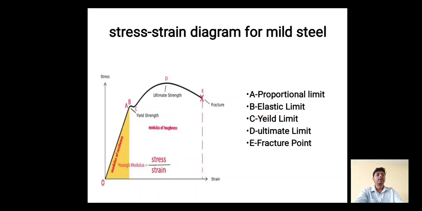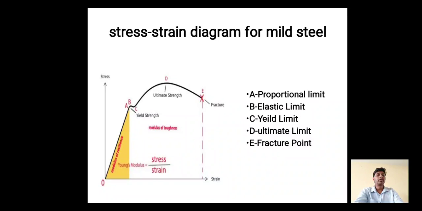Then B, you can see point B. B is called the elastic limit. What do you mean by elastic limit is, up to this point, if you are loading that component, it will elongate, and if you unload that component, it will come back to its original shape and size. That point is called the elastic limit. Up to the elastic limit, if you take out the load, it will regain its original shape and size.